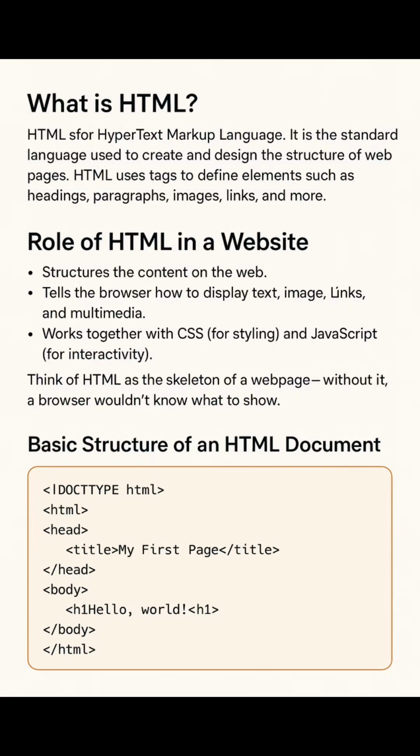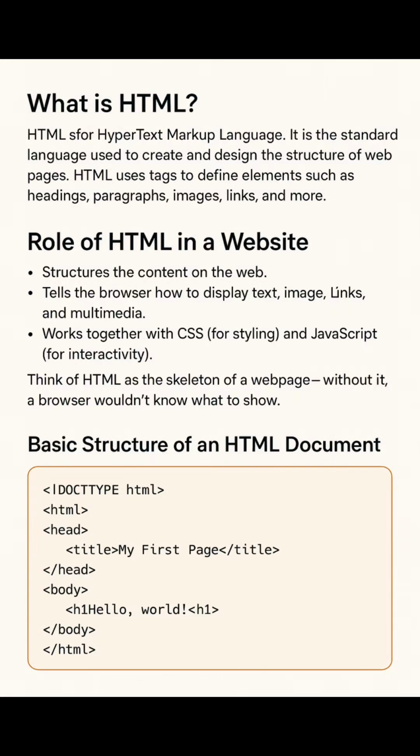The basic structure of HTML documents, here is a simple example. Start with the doctype html, then html, head, title, title tag close, head tag close, then body tag start, and then h1 Hello World, then h1 tag close, and body tag close, and html tag close. Explanation: the doctype declares the document type and version as HTML5.